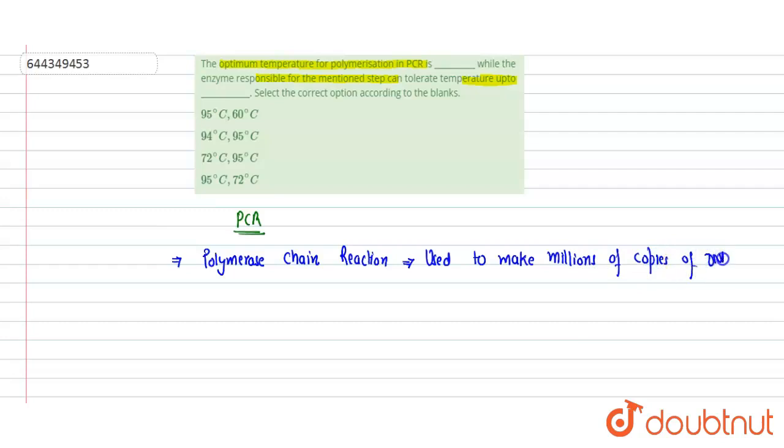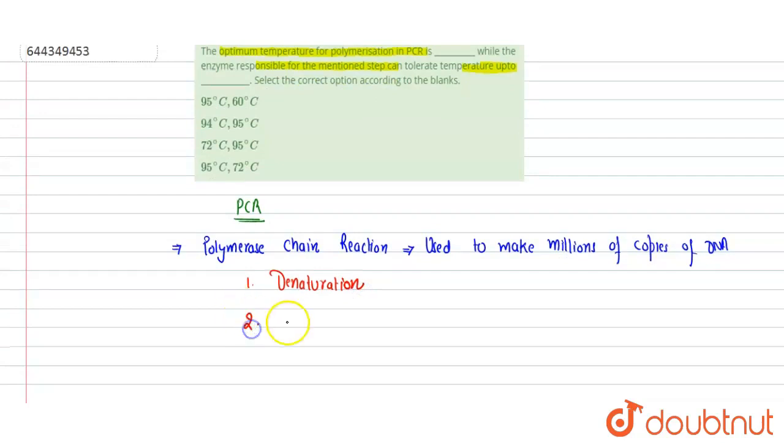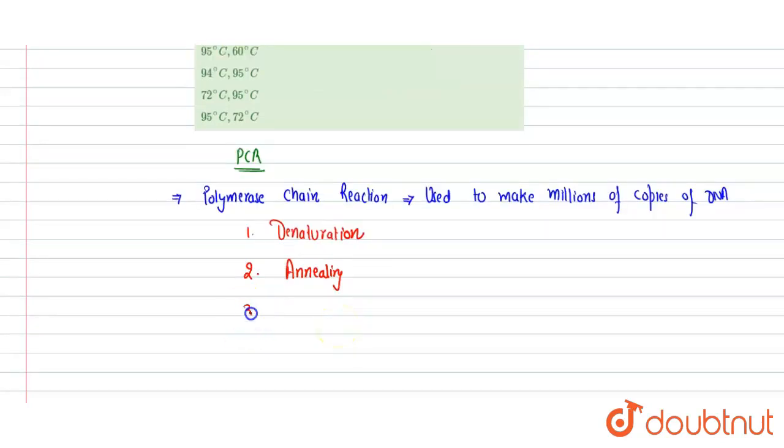If we see the steps of the polymerase chain reaction, it involves 3 major steps. First is the denaturation: the 2 strands get denatured, they get separated. Second is the annealing, meaning binding of the primers to the strand, and third is the elongation, or we can say the extension, or polymerization. It could be anything: extension, polymerization.